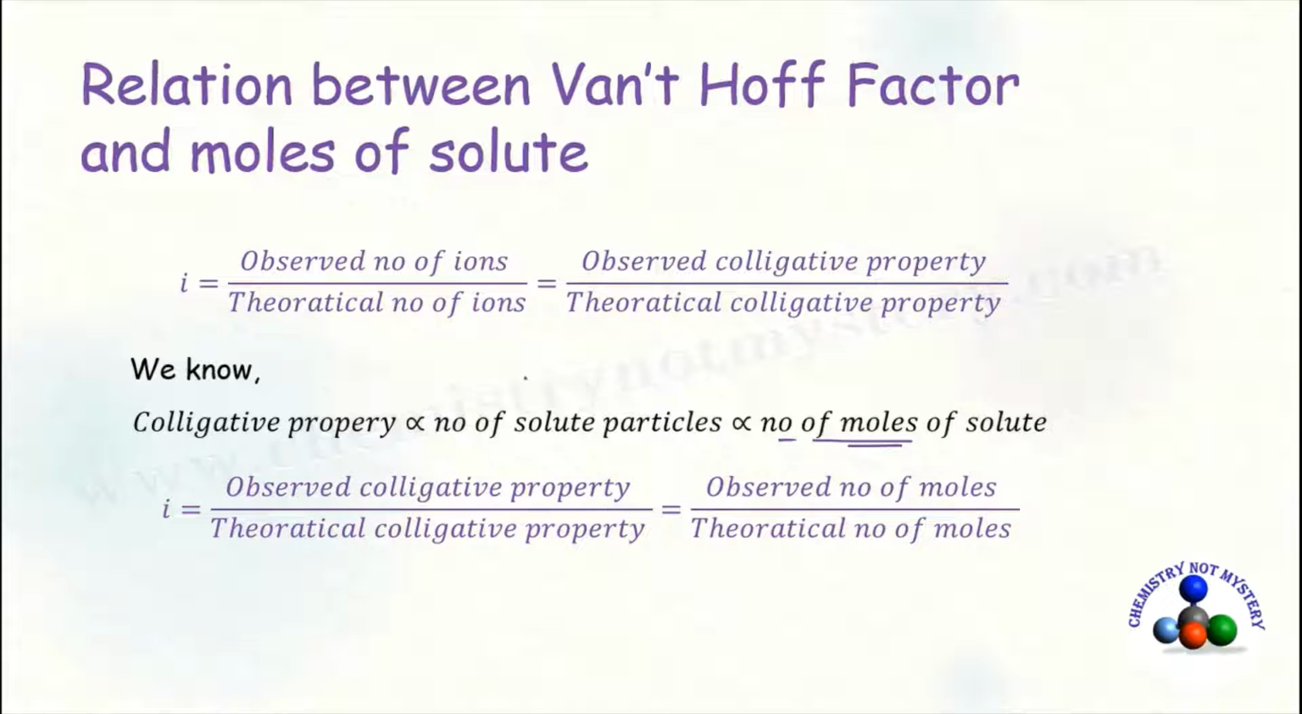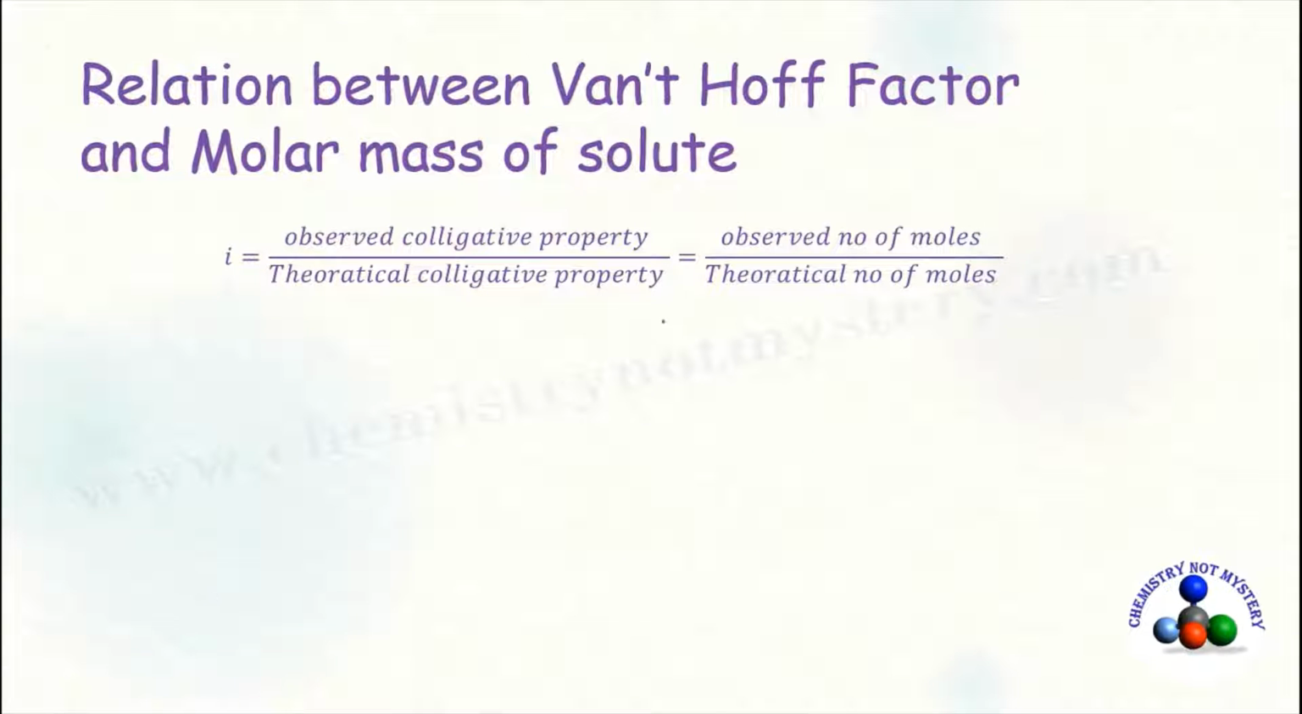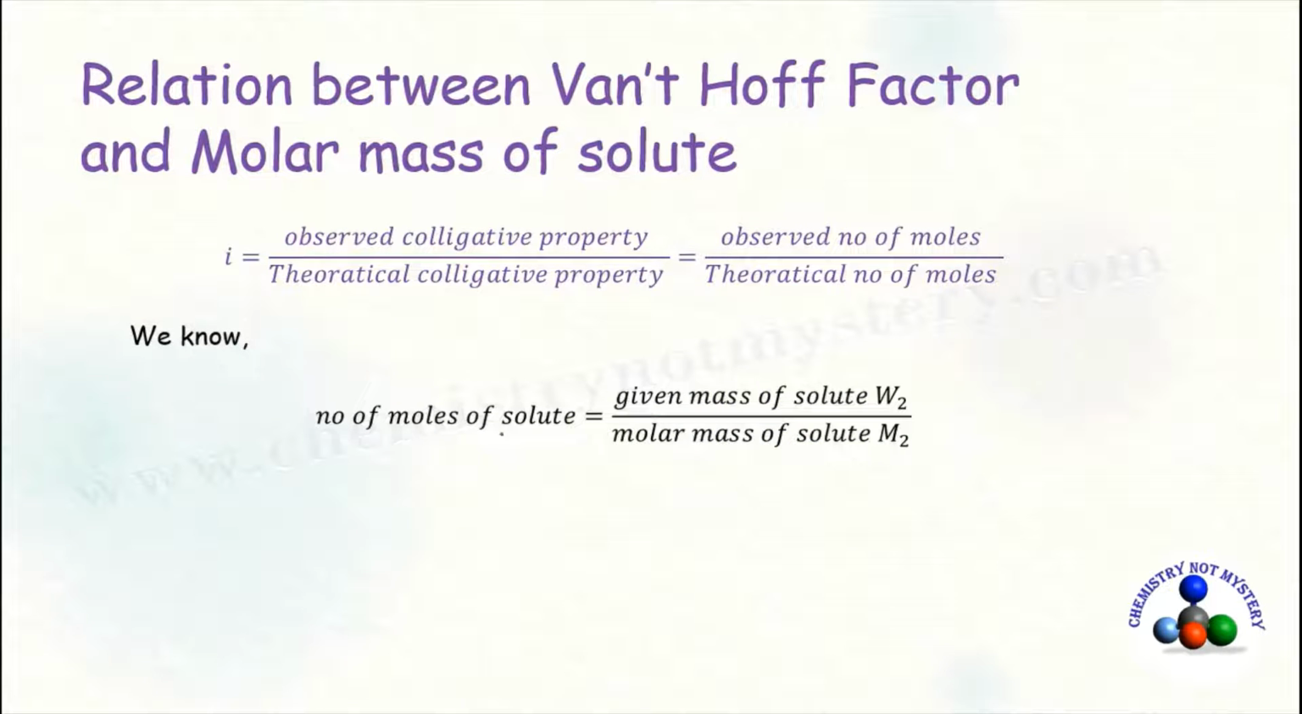As it is directly proportional to the number of solute particles, we can also write that the observed colligative property is directly proportional to the observed number of moles of solute, and the theoretical colligative property will be directly proportional to the theoretical number of moles of solute. So you will get another formula for i. We know the number of moles of solute can be calculated from the given mass of solute, that is W2, divided by the molar mass of solute, that is M2.